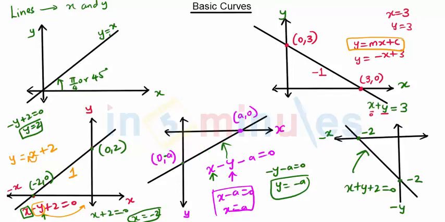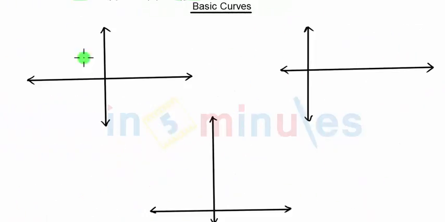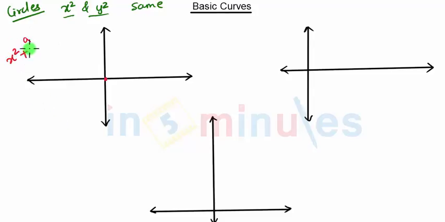Then after lines we come to circles. Circles are nothing but equations quadratic in x and quadratic in y. That is, we will have x square and y square, and the coefficient of x square and y square will be the same. In the first circle, the center is the origin and the radius is a. So the equation of the circle will be x square plus y square equal to a square.